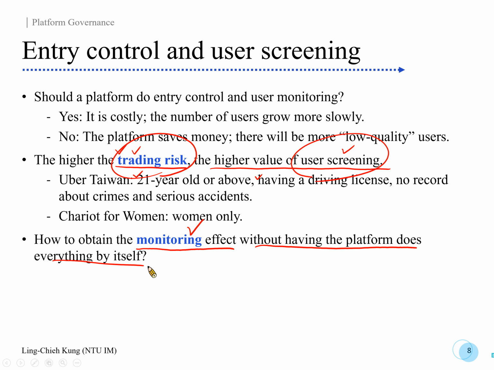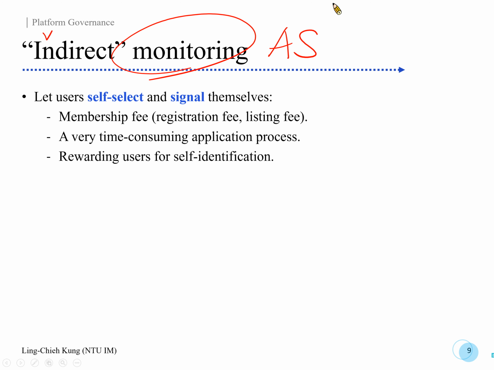So this is regarding an adverse selection issue, hidden information. You don't know the quality. You don't know whether this guy is good or bad. So, adverse selection regarding screening and signaling. Let's consider this one. Maybe we may let users do self-selection and signal themselves. There are several typical ways.